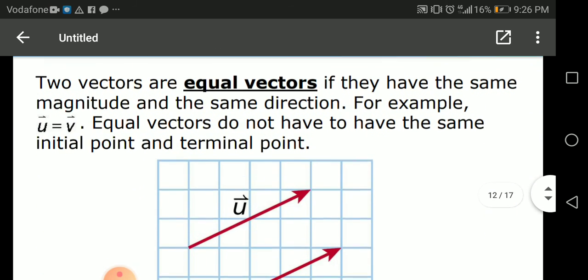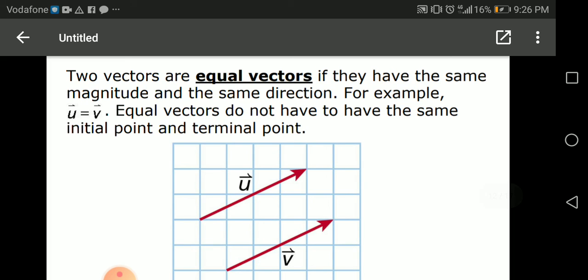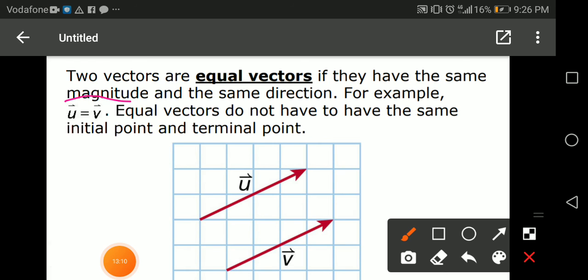Okay guys, so here we have another kind of vectors. Another section here, we're going to talk about two vectors being equal vectors if they have the same what? The same length. The same length means the same magnitude and the same direction. So if they have the same length and the same direction, they are equal vectors. Okay guys, equal vectors do not have to have the same initial and terminal point. Maybe they are different, but they have the same length and the same direction, so they are equal.